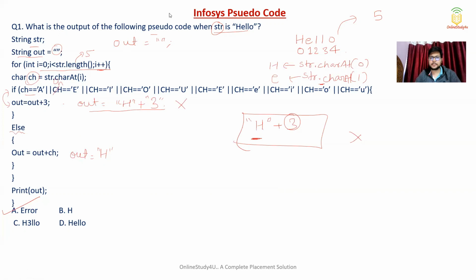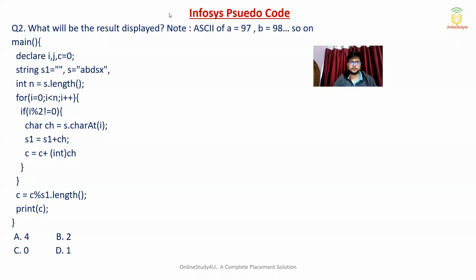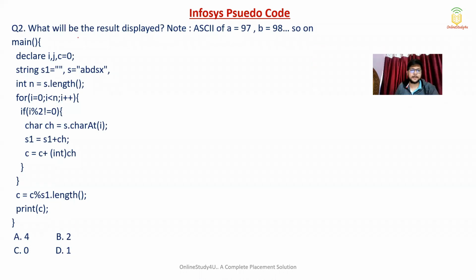So let's move on to the next question now. In this question, what will be the result displayed? And we have been given a note: ASCII of A is 97, of B is 98, and so on. There are 3 variables I, J, and C, which is initially 0.